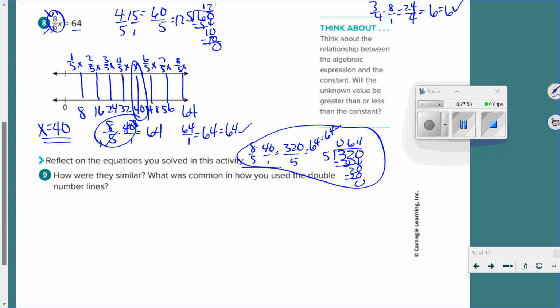So let's reflect on our equations from this one. How are all of these similar, and what was common in how I used the double number line? How are they all the same? Fractions, okay. So that was common about how we solved them. But what was common about the double number lines themselves? And how did we set it up?